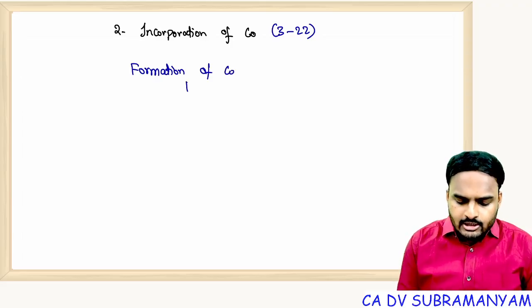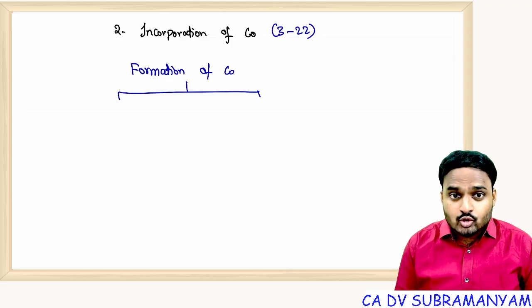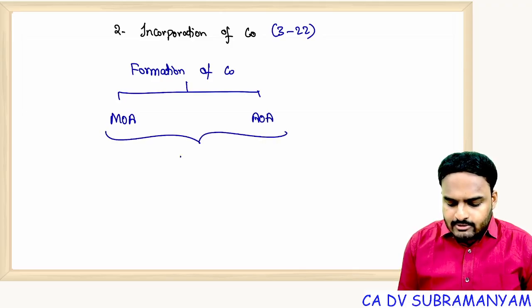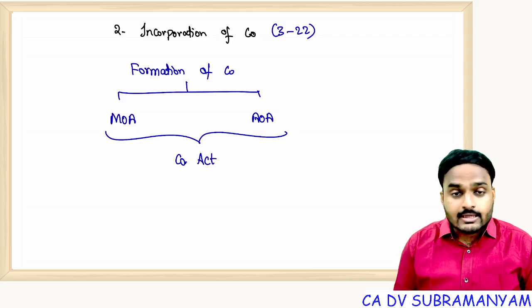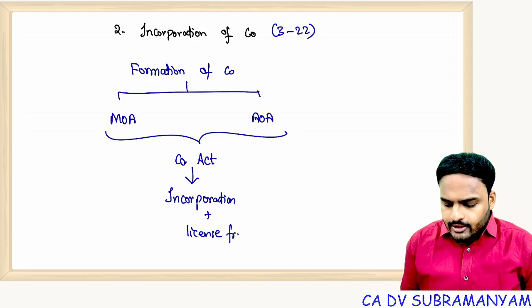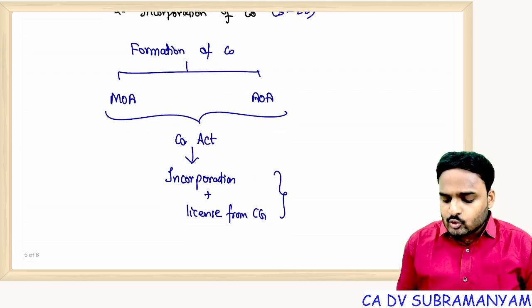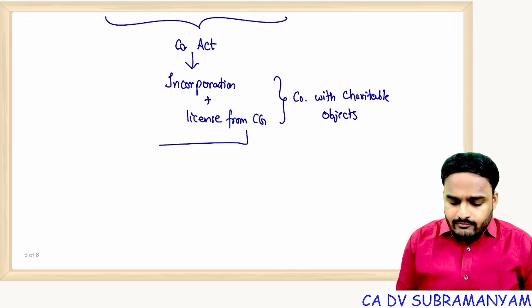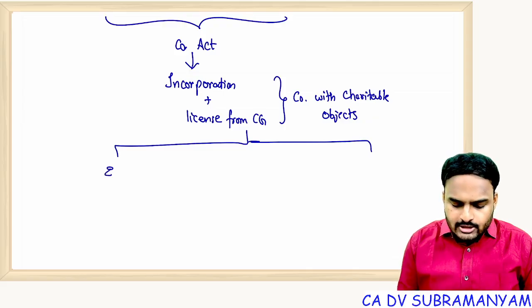And for formation of company, two documents are very important. Can you guess what are those two documents? MOA, AOA. And MOA, AOA shall be prepared in accordance with the Companies Act. Once documents are ready, then proceed with incorporation of company. In addition to incorporation, if you obtain license from central government, then your company is known as charitable company or company with charitable objects.